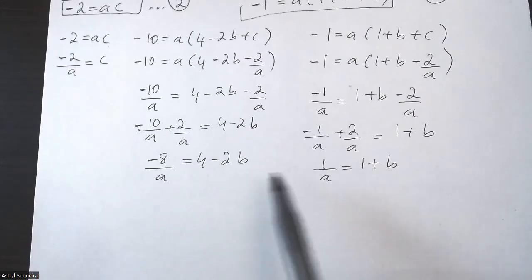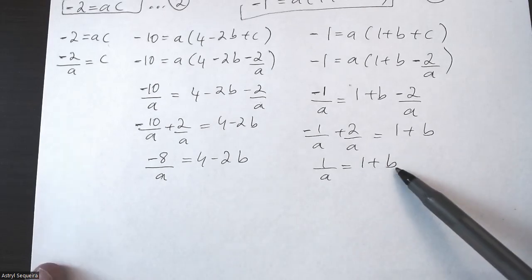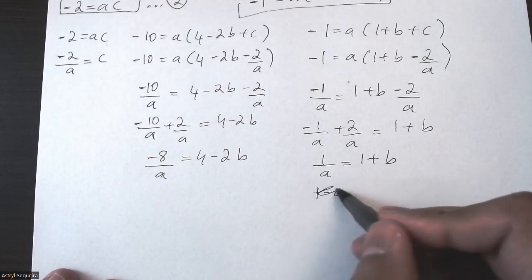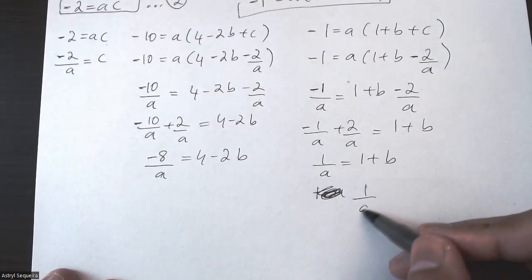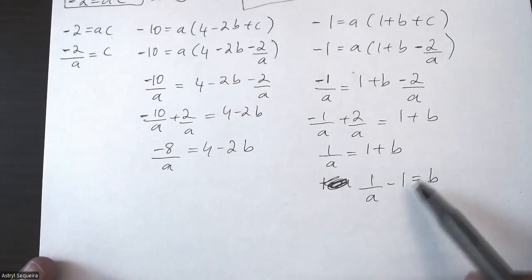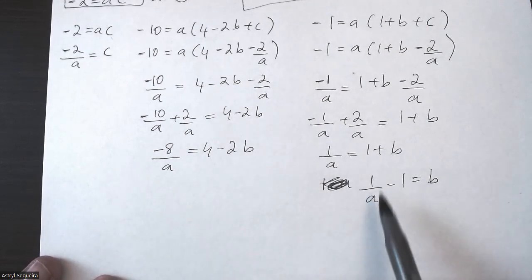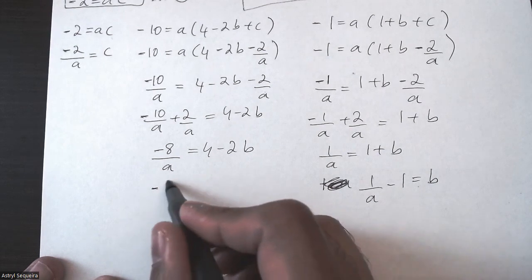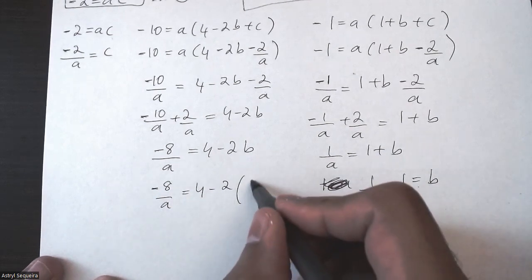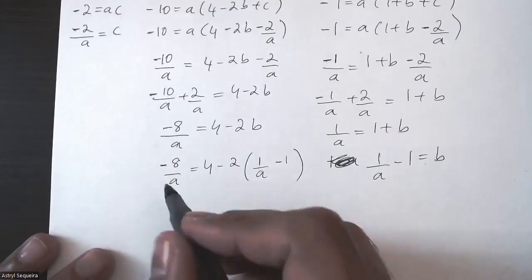Now I have two really simplified equations. I want to solve this with substitution. b is the easiest variable to isolate here, so I'm just going to isolate b. Oops. 1 over a minus 1 equals b. And now I'll substitute this into this equation here. I'll replace my b with 1 over a minus 1. And now I can solve this equation for my a.